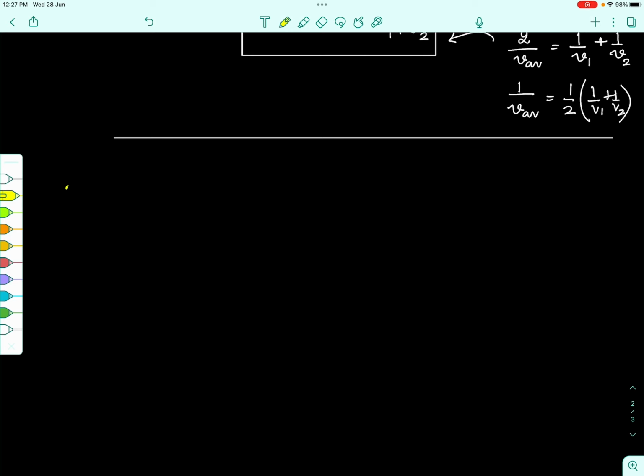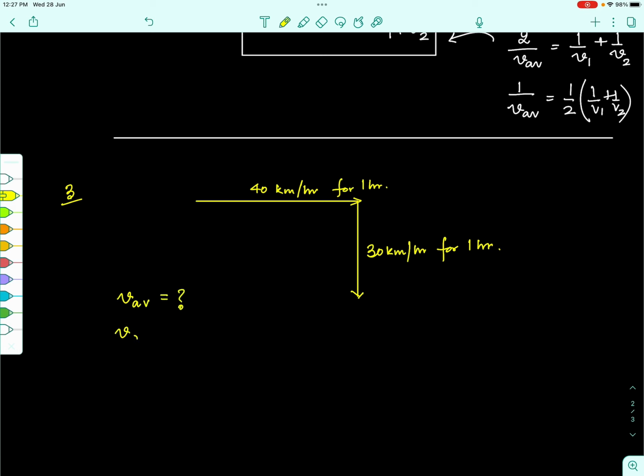So, the next example is: a car travels in the eastward direction with a speed of 40 kilometers per hour for 1 hour. Okay. And then it turns southward and travels with a speed of 30 kilometers per hour for another 1 hour. The question is to find out the average speed as well as the average velocity of the body.